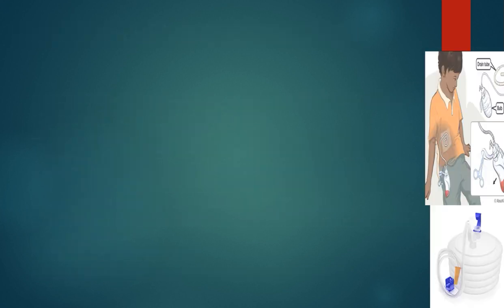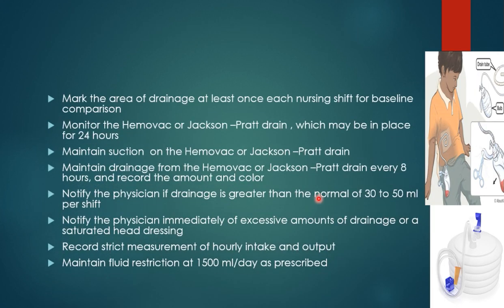Next, about the drainage. See, mark the area of drainage at least once each nursing shift for baseline comparison. Monitor the Hemovac or Jackson-Pratt drain which may be in place for 24 hours. Why? Because these drains remove any blood or other fluids that might build up in that area. Okay. Maintain the suction on the Hemovac or Jackson-Pratt drain. Empty the drainage from the Hemovac or Jackson-Pratt drain every 8 hours and record the amount and the color.